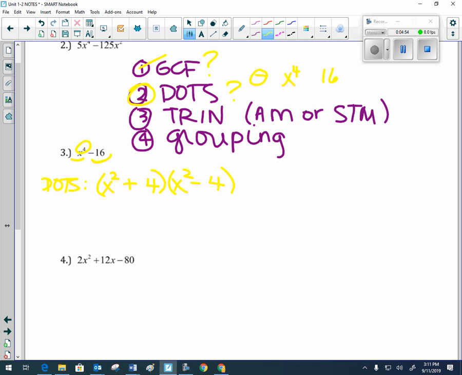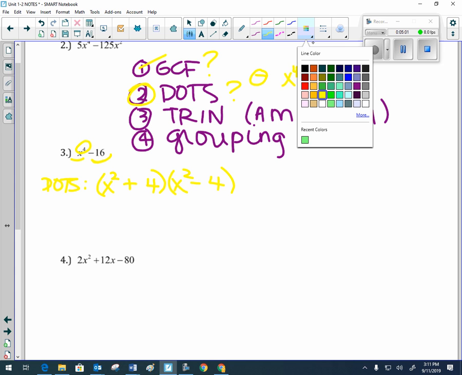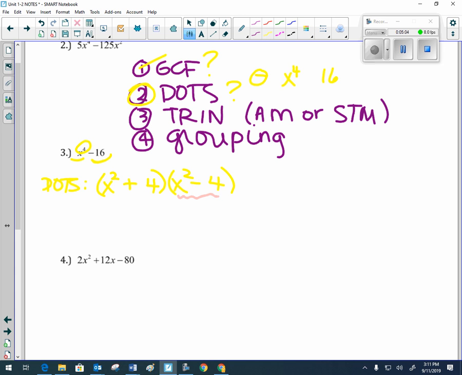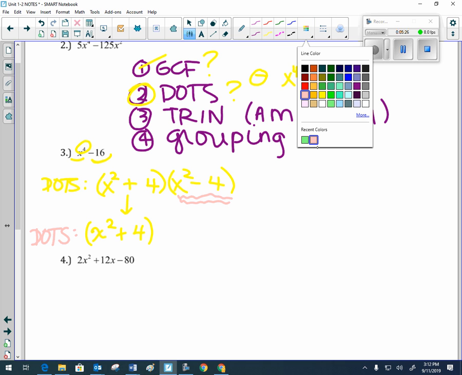Remember, when you think you are done, you always want to go back and look at your sets of parentheses, because it is quite possible that you will have something there that can be factored again. For instance, in this case, I can factor the second parenthesis again by using dots again just on that. This x squared plus 4 is just going to carry along. It is not factorable because it's not a difference, so it's not a dots problem, although some kids will tell me that they think it is.